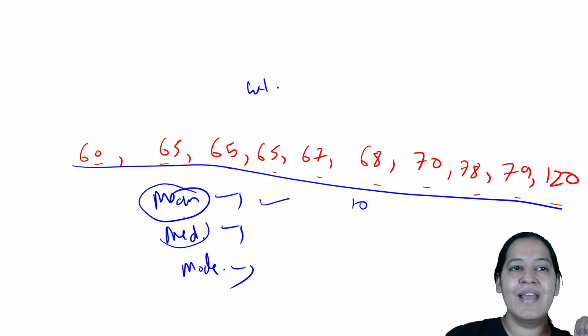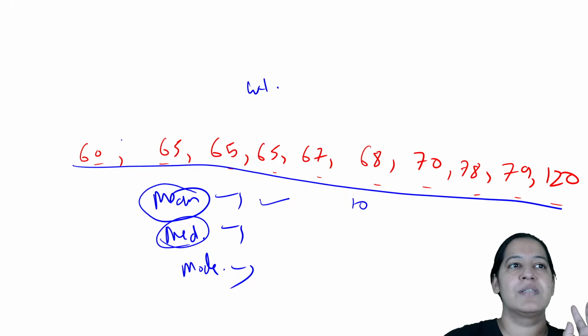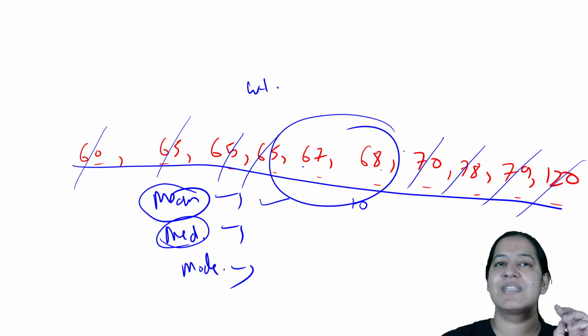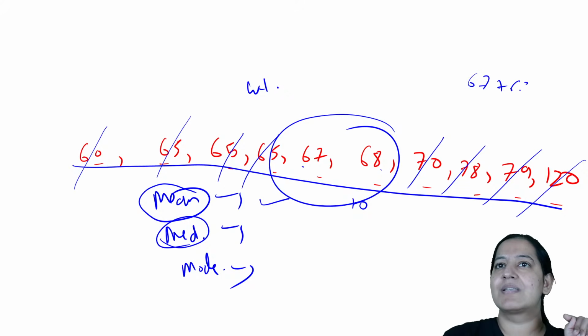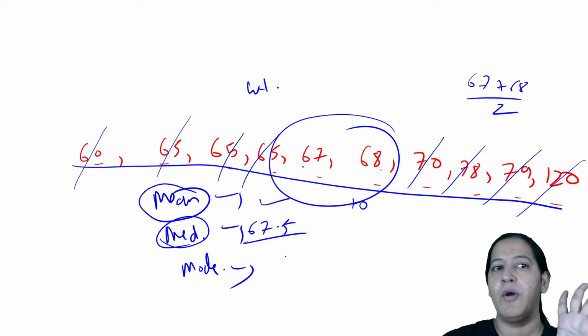Yes or no? For the median, what will we do? The middle value. Here there are 10 observations. So leave 4 from there, 1, 2, 3, 4. Leave 4 from here, 1, 2, 3, 4. Add the middle two values, 67 and 68. 67 plus 68 by 2 will be 67.5, between the two. So 67.5 will be the median.